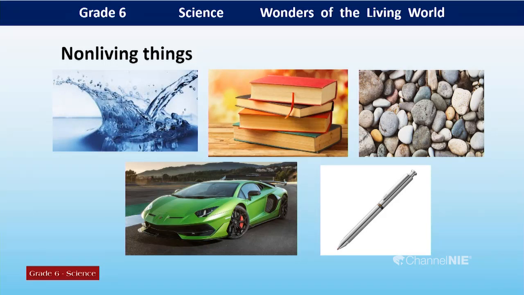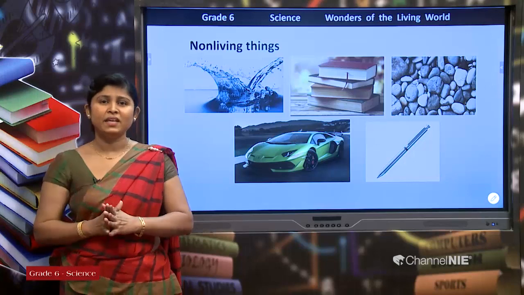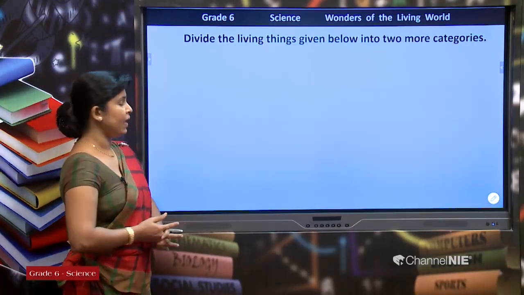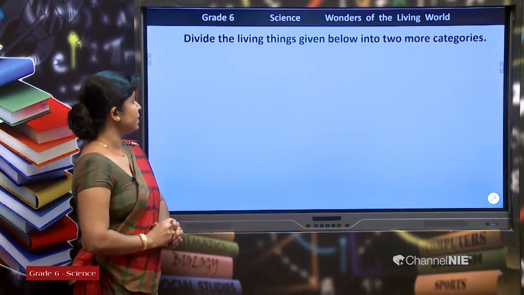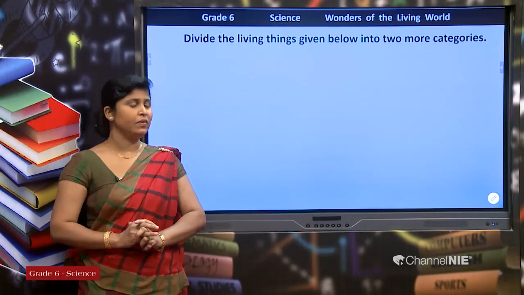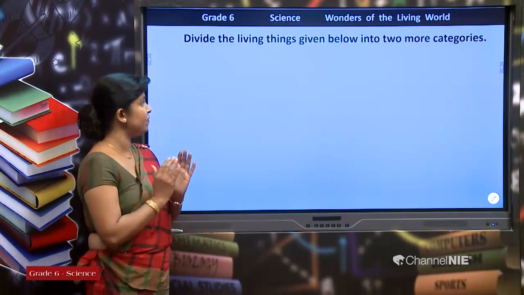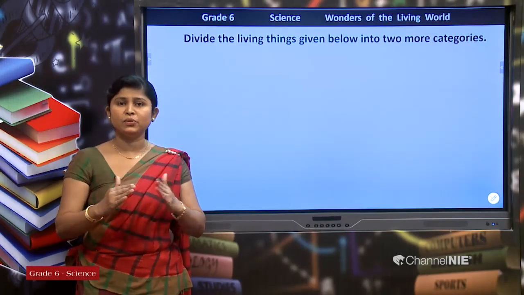So, as these things are new to you, once again I will explain to you. Our environment consists of two main groups. They are living things and the other group is non-living things. Right. We will do a simple activity. Divide the living things given below into two more categories. Now, I will give you a list of living things. You have to divide the given living things into two more categories.